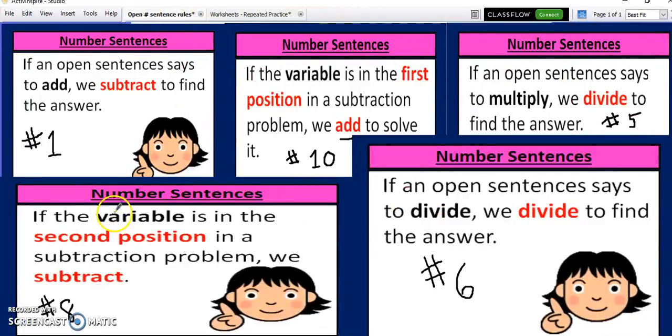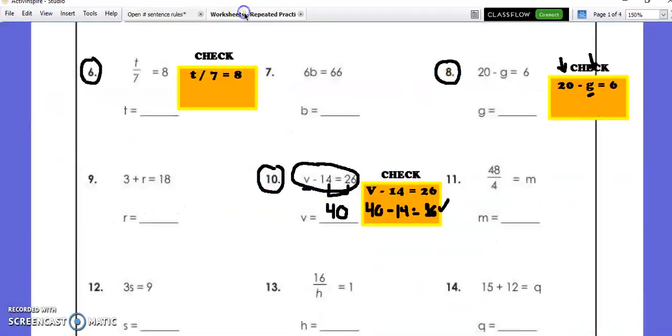So you'll notice if the variable is in the second position, like written in this rule here, in a subtraction problem, we actually take the 2 numbers that we know, like we do in number 8, and we subtract them to solve for the variable. So in number 8, I'm going to take 20 and 6, and instead of doing what I did in 10, which was adding, I'm going to subtract 20 minus 6. 20 minus 6 is 14.